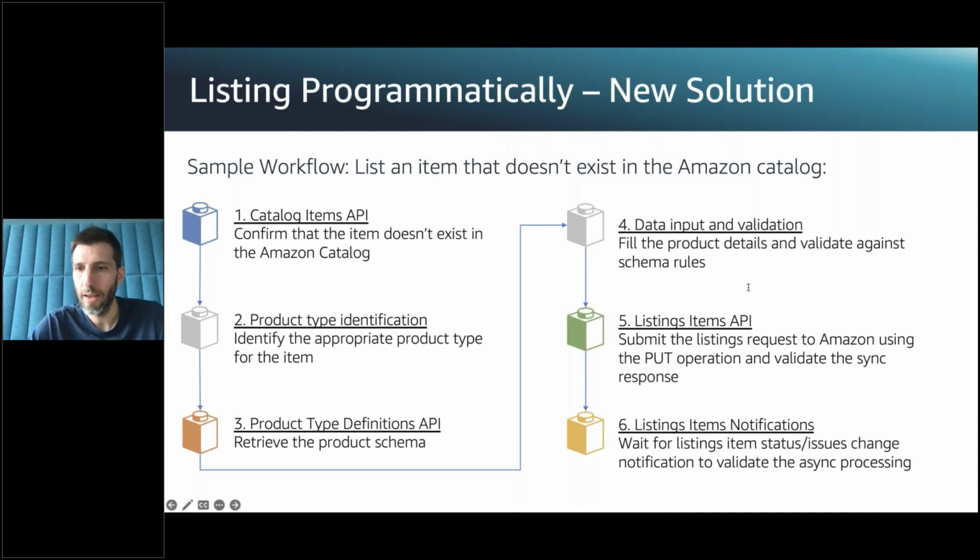The listings item status and/or issues change notifications will inform you about the results of this asynchronous processing. If there were any errors, you will go ahead and fix the data and submit again. If there were no errors, the item is now part of the Amazon catalog. Great.